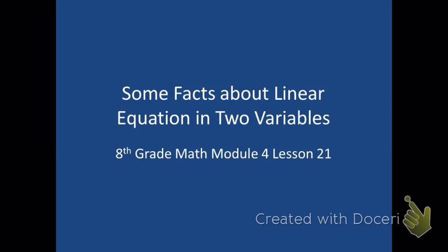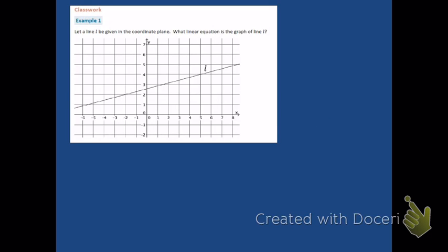Okay, welcome to lesson 21 of module 4. We will be continuing with writing linear equations given lines. And in the last lesson, we used the slope-intercept form of the line to allow us to do this. So right now what I want you to do is look at example 1 in your classwork and see if you can determine how you could write the equation for this line.